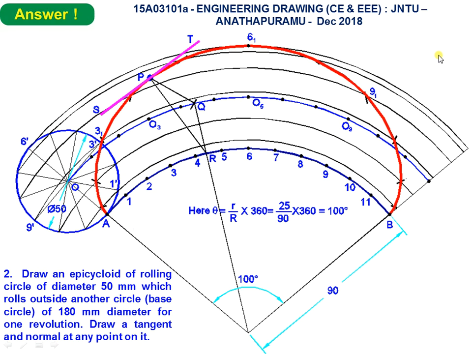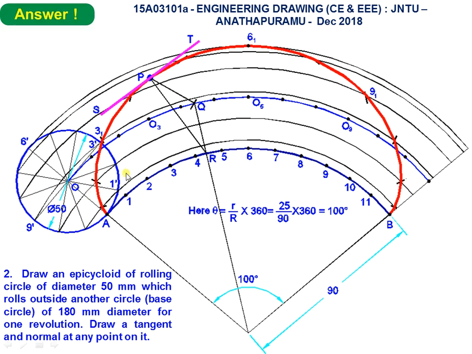Draw the arcs, and also draw the arc through the center of the circle O. Divide this arc into 12 as well, and mark those points as O1, O2, O3 and so on. While the circle is rolling, the center of this particular circle will be sliding on this arc only.